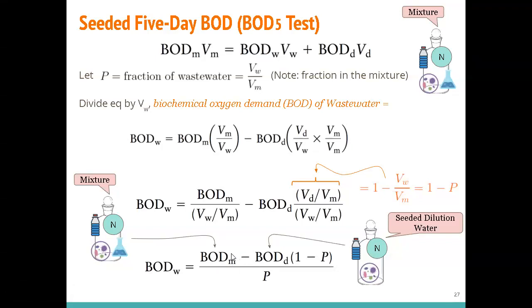So this one, we can find that out by measuring the BOD 5 for this. And for the dilution water, measure the BOD 5 for this one. Okay. And the P is just the ratio between the volume. It's a fraction. Okay. This is showing you how we rearrange the math.